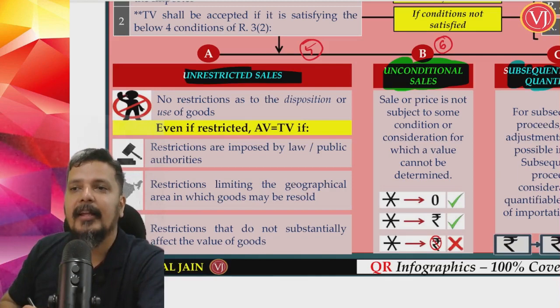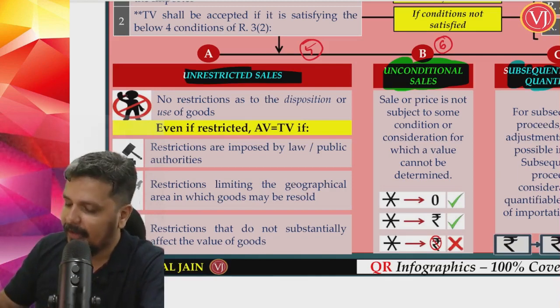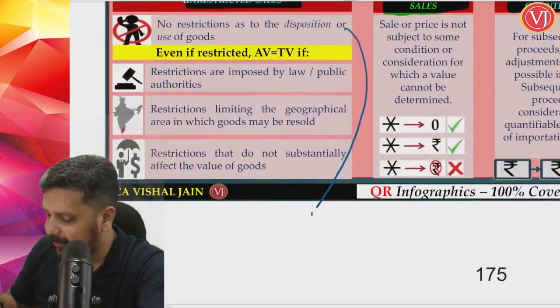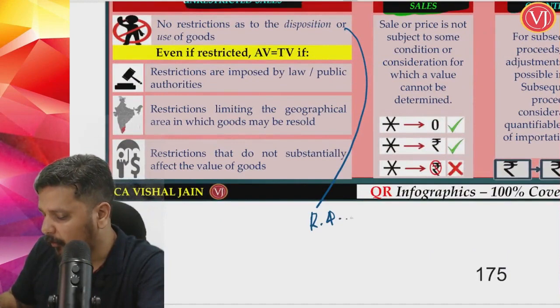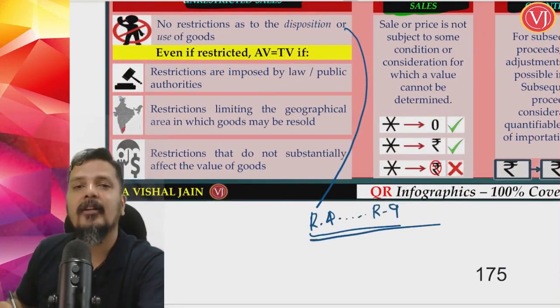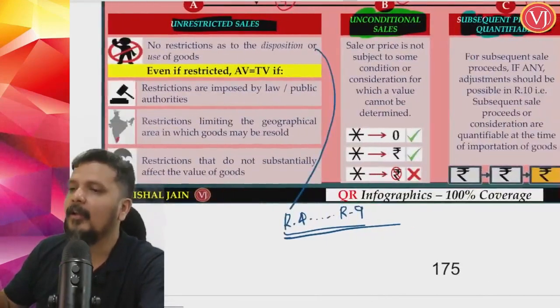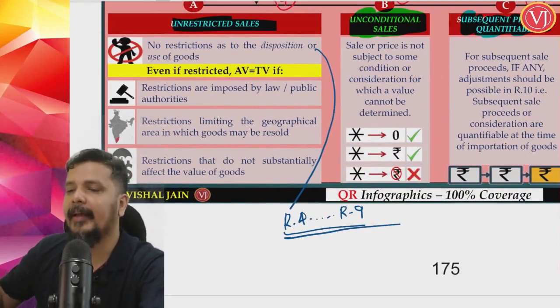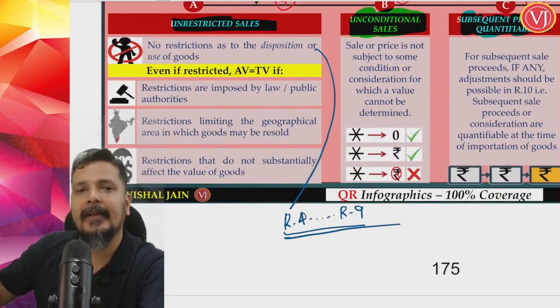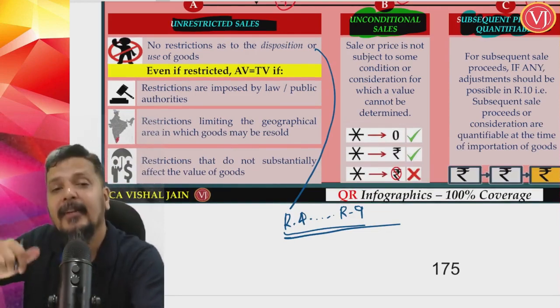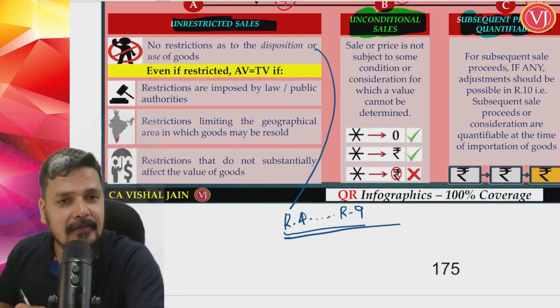Unrestricted sales. If there is any restriction, what will happen? The moment there is a restriction, you are going to go to rule 4, rule 5, rule 7, rule 8, rule 9. You are thrown outside rule 3. You have to go as per rule 4, 5, 7, 8, 9. No 6. But then they give an exception. Now what is that exception?